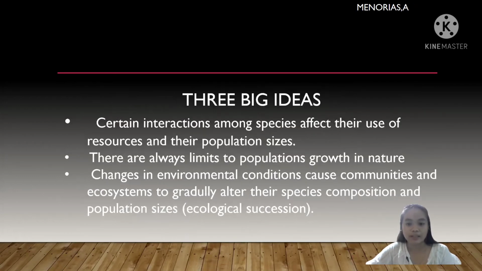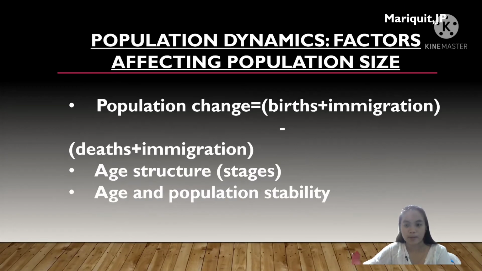And there are three big ideas in the ecological succession. First is certain interactions among species affect their use of resources and their population sizes. Second, there are always limits to population growth in nature. And last one, changes in environmental conditions cause communities and ecosystems to gradually alter their species composition and population sizes, or ecological succession. And that would be the end of my presentation.